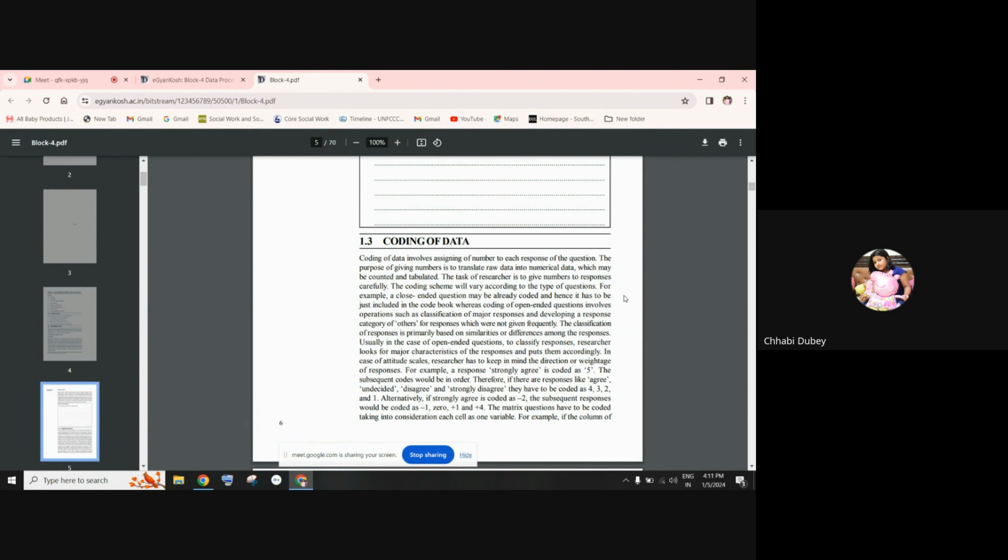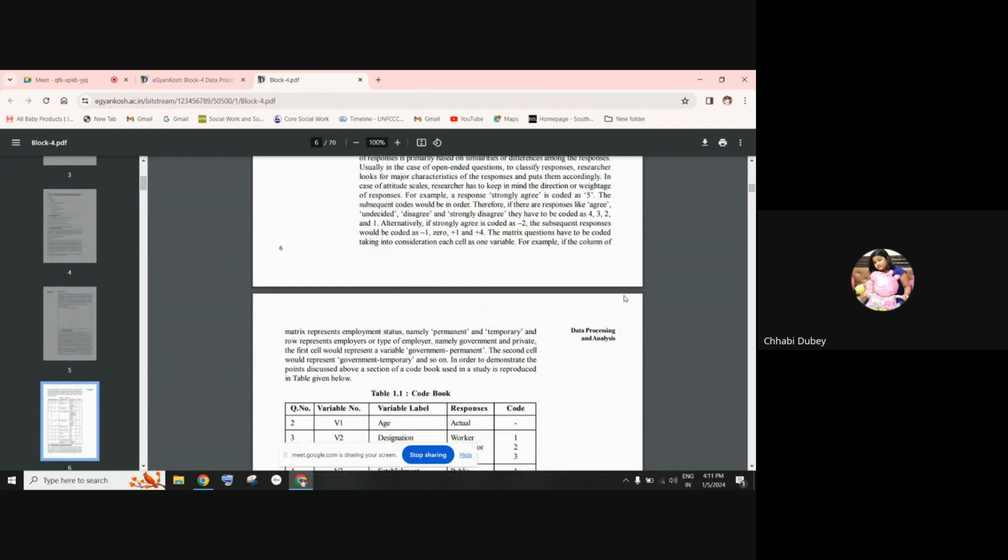For example, here they have said that if the response is strongly agree, then the code would be 5, and the subsequent codes would be in order. And if there is a response like agree or undecided, disagree, strongly disagree, they have to be coded in that manner. Now, matrix questions have to be coded taking into consideration each cell as one variable.